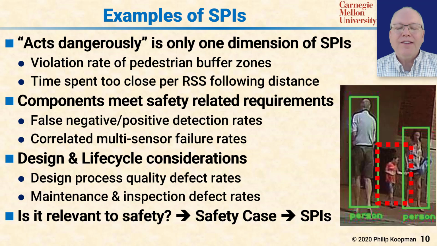The point of SPIs is, if it's relevant to safety, regardless of whether it's design, operation, life cycle, if it's something that if it's gotten wrong will impair safety and call into question whether you're safe enough, that needs to be in the safety case. And if it's in the safety case, that makes it a claim that you've done the thing you said you were going to do. And if it's a claim, it can and should be measured with a SPI.